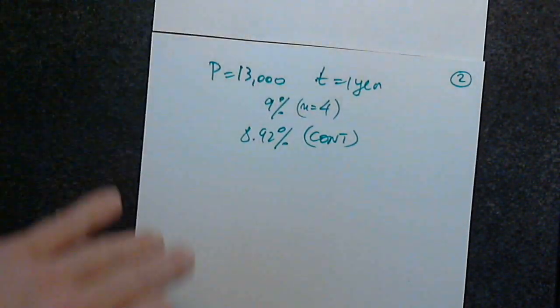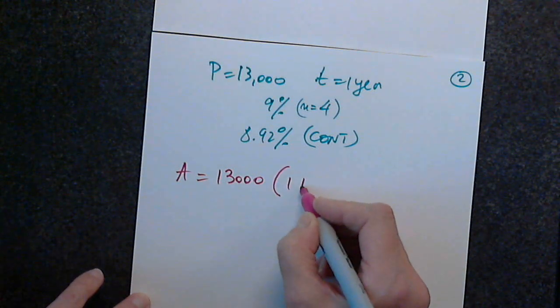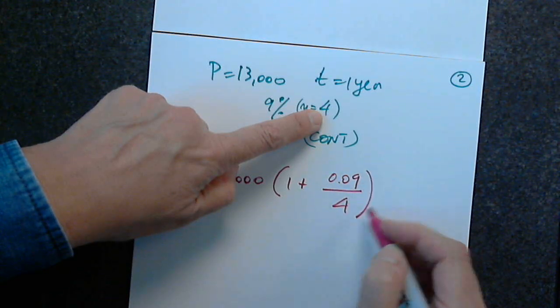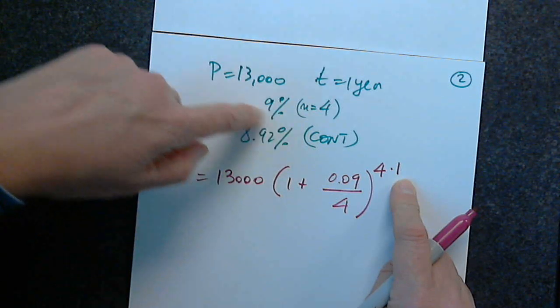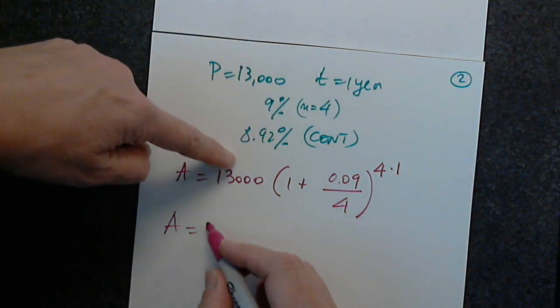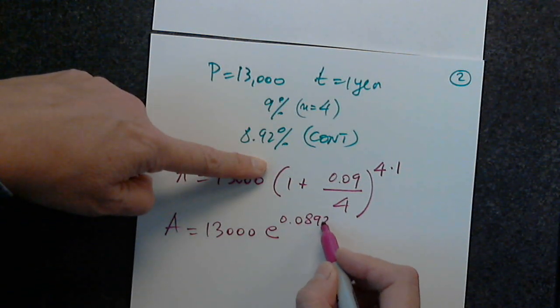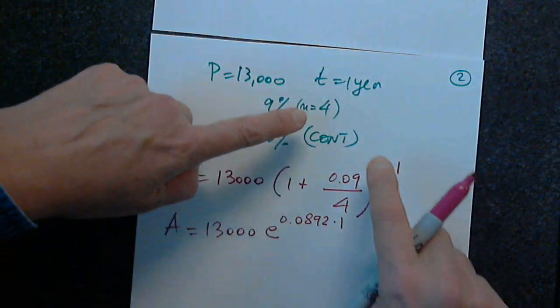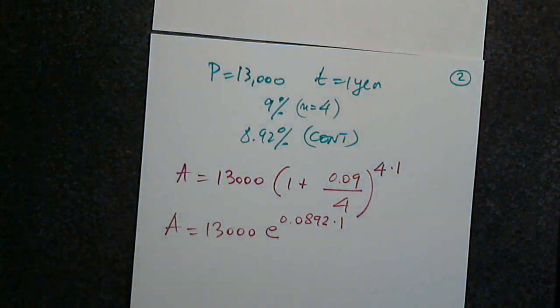So A equals 13,000 in parentheses 1 plus, remember, 0.09 divided by 4 raised to 4 times 1, N times 1. The other calculation will be 13,000 times E to 0.0892 times 1. This is the interest rate now, and times 1 because it's 1 year. You can omit this, of course, because it's 1. So now let's put these two in the graphing calculator.